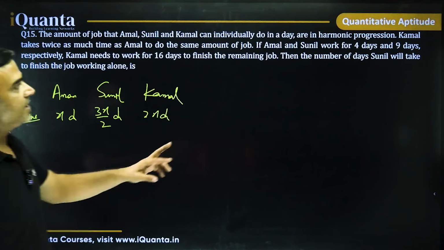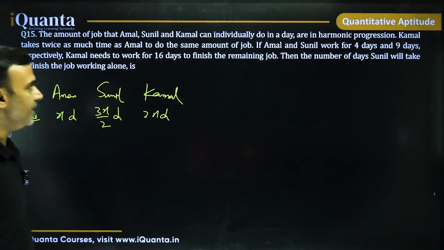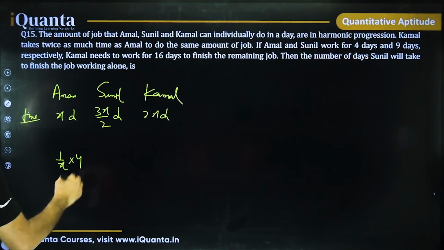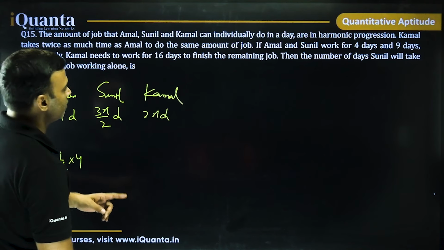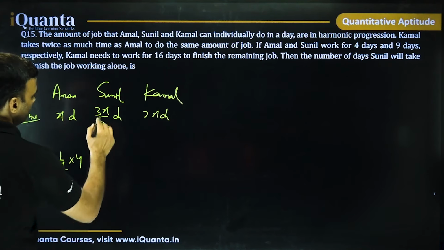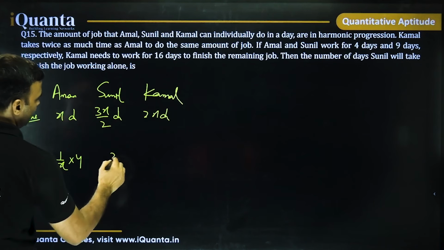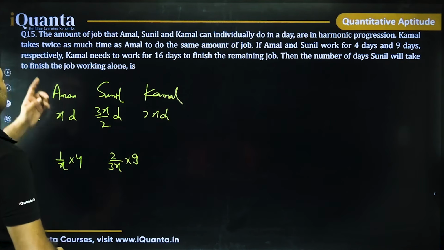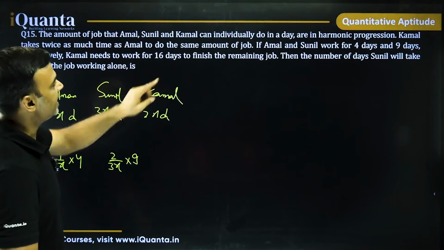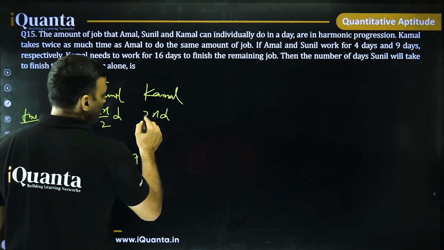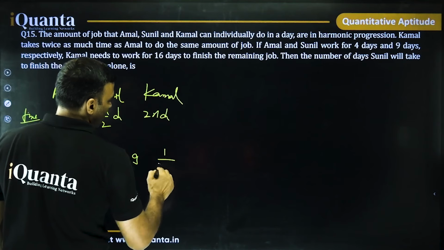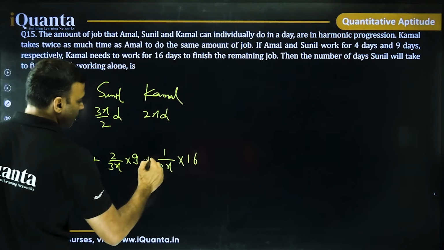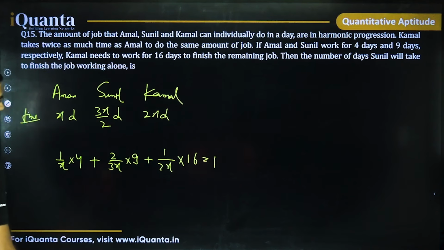The other information is, if Amal and Sunil work for 4 days and 9 days, so in 4 days, Amal will be able to do 1 by X into 4 part of work. In 9 days, Sunil takes 3X by 2 days, so 2 by 3X is the work done in a day, into 9, right? Respectively, Kamal needs to work for 16 days, so 16 into, this is 2X days, so 1 by 2X part of work in a day into 16. So the sum of all these parts of work should be equal to 1. This is what is important.